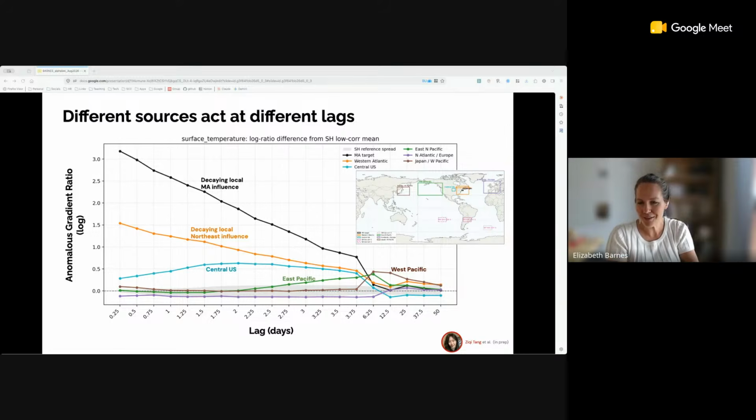And what I really love about this plot is it shows, as you go back in time, the local Massachusetts influence decays, as does the local Northeast influence. But we start to see the central US become more important, the East Pacific become more important, and then the West Pacific become more important, which is exactly how our storm tracks run in the Northern Hemisphere. They run from west to east.